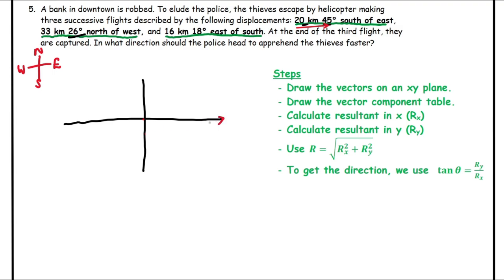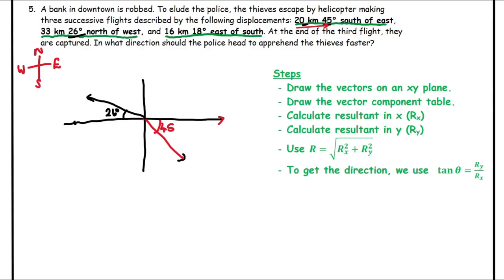So we go to the east line, which is also the x-axis. Then we go 45 degrees below towards the south. Then this is our 45 degrees south of east. Next, we have 33 kilometers, 26 degrees north of west. So we go to the west, which is the negative x-axis in this case, then north of west, so towards the top. We go like that, and that's 26 degrees. So it will be something like that, 26 degrees.